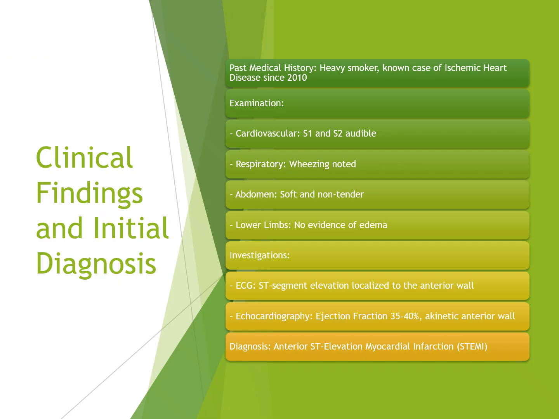Clinical findings and diagnosis. Mr. AD has a significant past medical history that included heavy smoking as well as ischemic heart disease that was diagnosed in 2010. On examination, cardiovascular sounds were normal, but in the respiratory system, wheezing was noted. ECG was done that showed ST elevation in the anterior wall, anterior chest leads, as well as echocardiography that revealed reduced ejection fraction about 35 to 40% with an akinetic anterior wall, confirming the diagnosis of anterior ST elevation MI. These findings emphasize the severity of myocardial injury and compromised cardiac function.